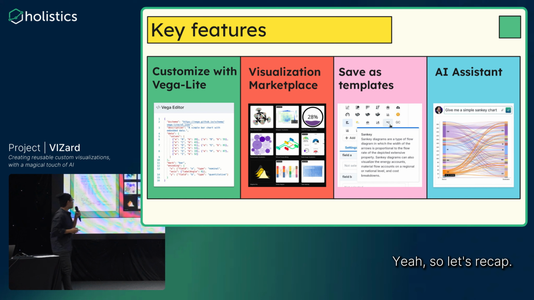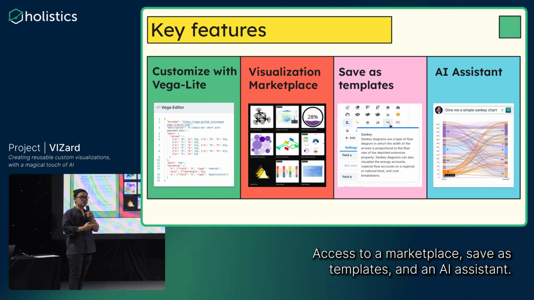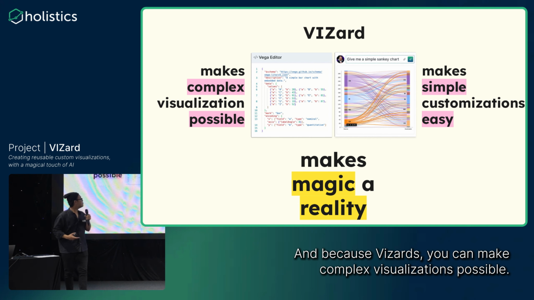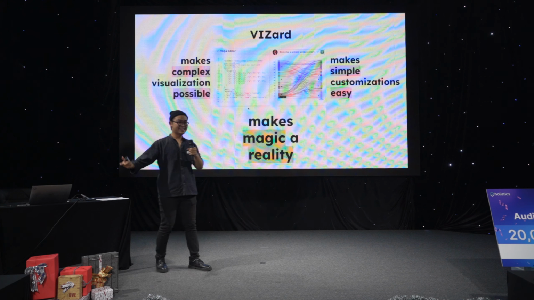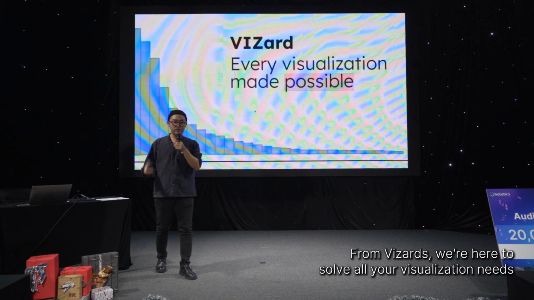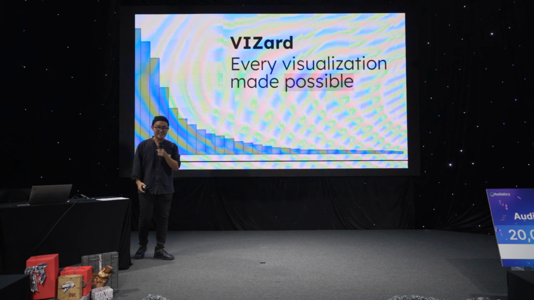Yeah, so let's recap. So VIzard, you can customize complex visualizations with Vega Lite, access a marketplace, save as templates, and an AI assistant. And because of VIzard, you can make complex visualization possible, you can make simple customizations easy, and together, you're making magic. So that's it from VIzard. We're here to solve all your visualization needs and make every visualization possible. Thank you.